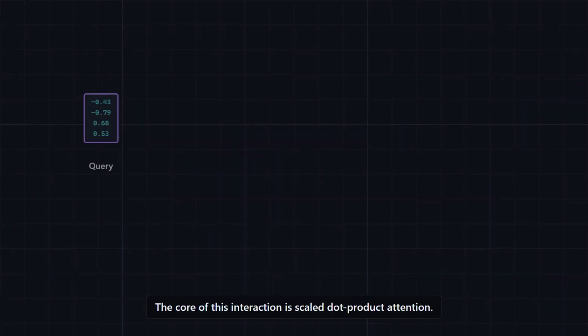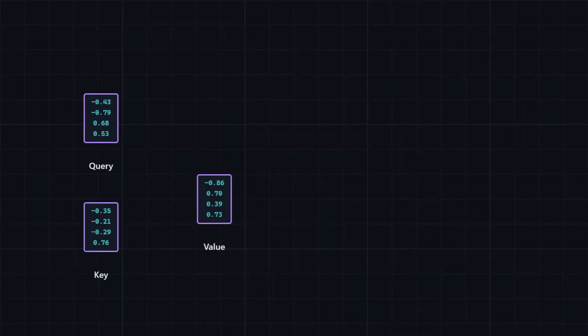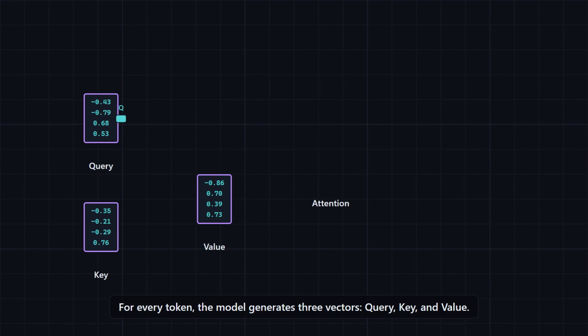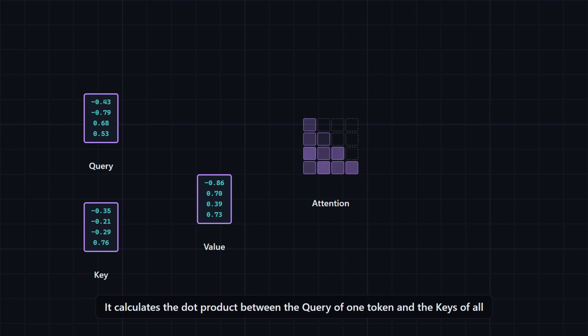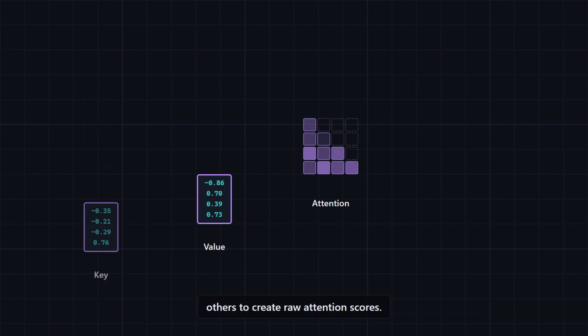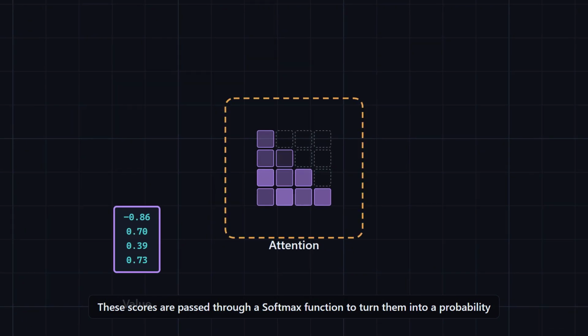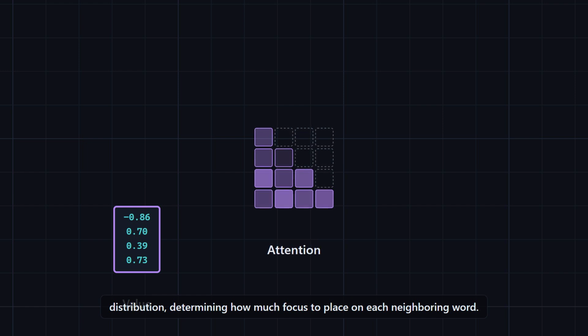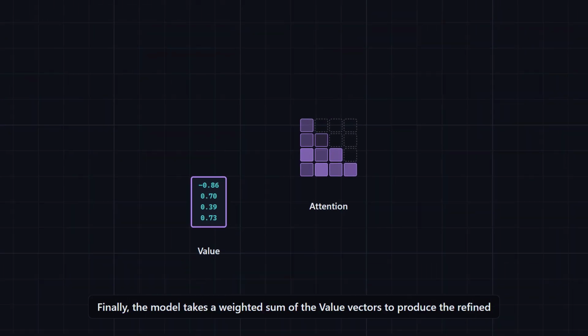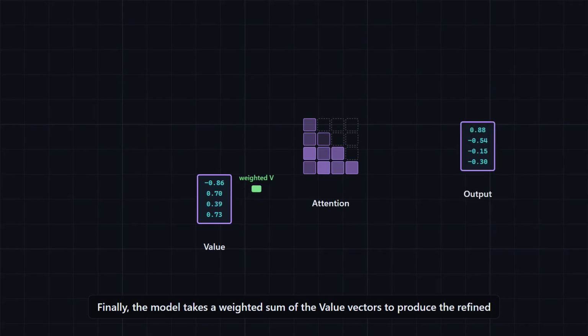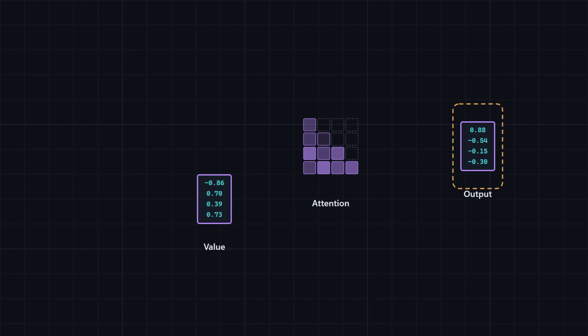The core of this interaction is scaled dot product attention. For every token, the model generates three vectors: query, key, and value. It calculates the dot product between the query of one token and the keys of all others to create raw attention scores. These scores are passed through a softmax function to turn them into a probability distribution, determining how much focus to place on each neighboring word. Finally, the model takes a weighted sum of the value vectors to produce the refined output for that specific layer.